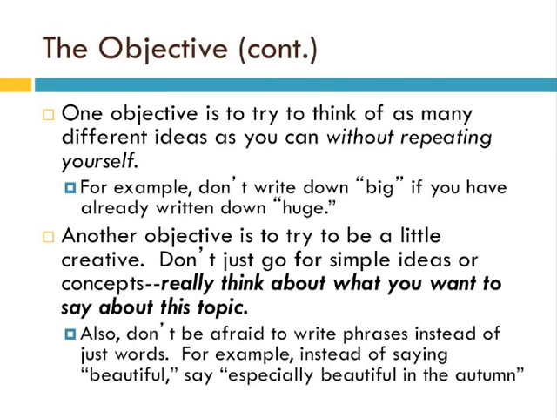And another objective is to try to be a little creative. So don't just go for simple ideas. Really think about what you want to say. Be specific. And also don't be afraid to write phrases. So, for example, instead of just saying beautiful, say something like, it's especially beautiful in the autumn. So when I think about my place in Mackinac, I'm really going to think of specific places, details, perhaps even, again, the times of the year that I visited.